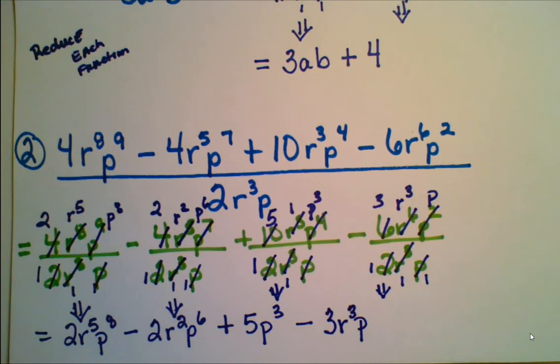So this is our solution. 2r to the 5th, p to the 8th, minus 2r squared, p to the 6th, plus 5p cubed minus 3r cubed p. There we go.